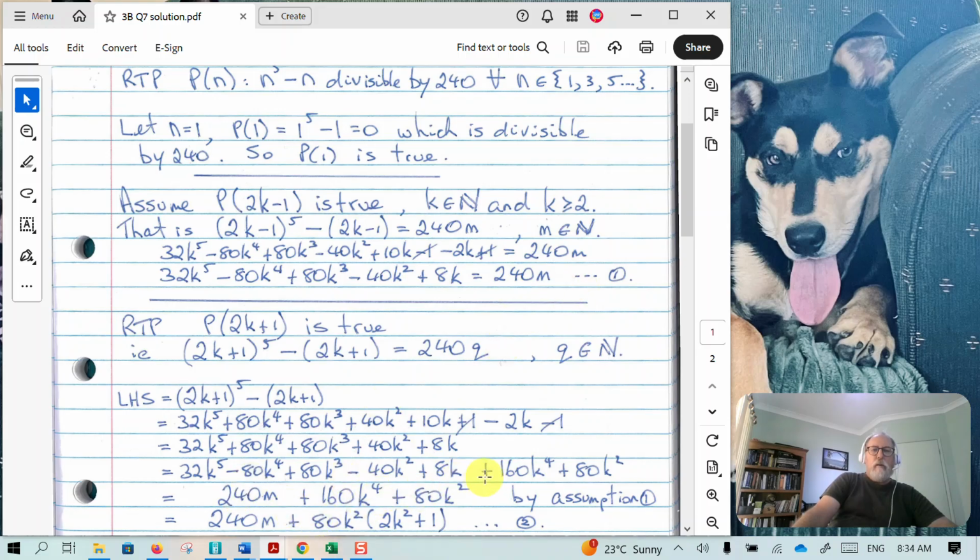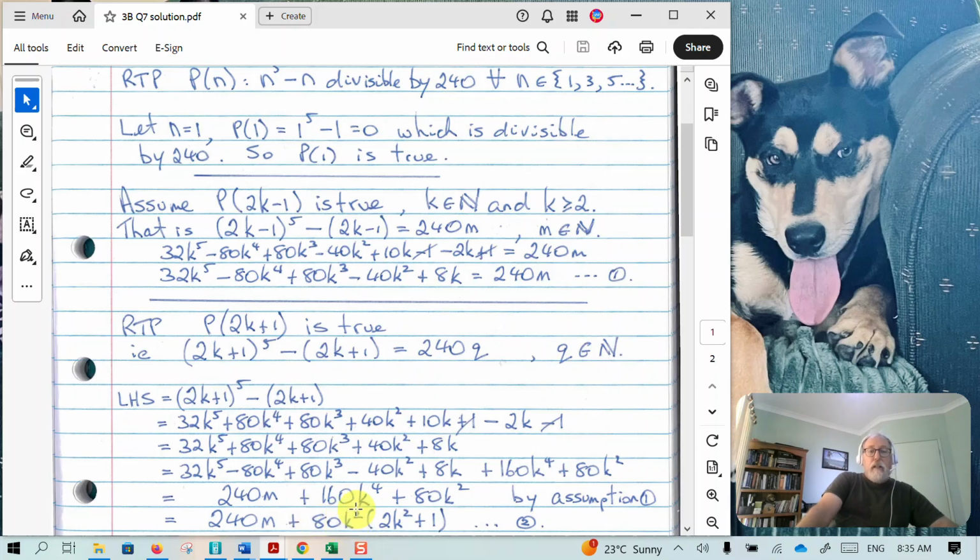I still have plus 160k to the 4th plus 80k squared. We could factor out 80k squared, leaving 2k squared plus 1. I've paused here and called this equation 2. Now this is where we got to in class, and this is where we ran into a bit of a brick wall and weren't quite sure how to proceed. I can see that I have a multiple of 240 in this term. Fine. Over here I have a multiple of 80, but I really need that to be a multiple of 240 if I'm going to complete the proof.